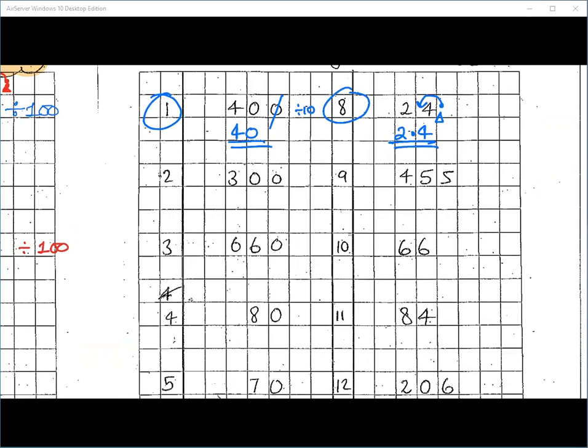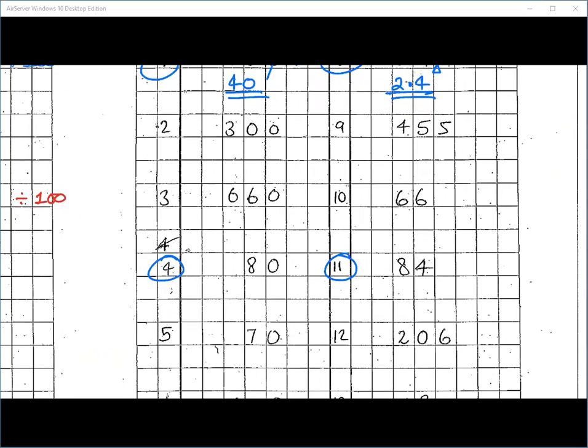It's not even like percentages, it's just like division. Okay, what about number 4 and number 11? So 80, you want to work out 10% of 80, you divide it by 10. Move it one place to the left, so it's going to be just 8. So you're knocking off a 0 when you're dividing by 10.